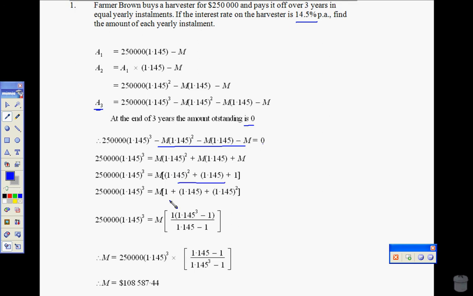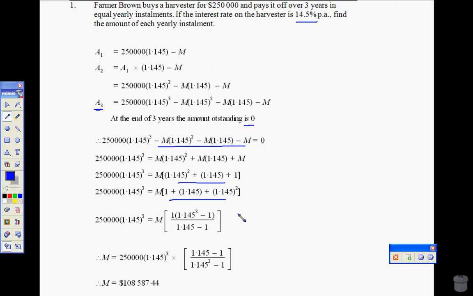All we've done in this line is just rearrange that series. But if we notice, we've got a geometric progression: 1, 1.145, 1.145 squared. So A is 1, R is 1.145, and obviously we've got 3 terms because we can count them up. If you really wanted to, you could do that together if you like. There's not that many terms.